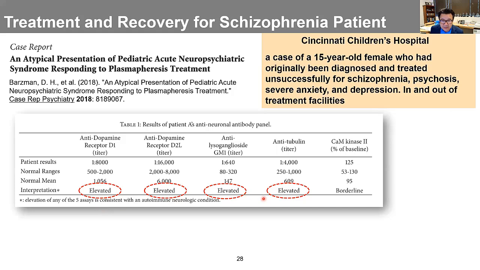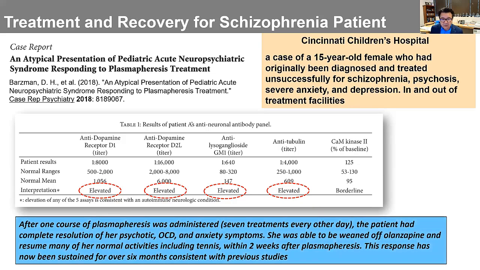He reported that she had elevations in dopamine D1, D2, lysoganglioside, and tubulin. After 1 course of plasmapheresis, 7 treatments every other day, the patient had complete resolution of her psychiatric or psychotic OCD and anxiety. She was weaned off the olanzapine, resumed her normal activities, including tennis, within 2 weeks after plasmapheresis, and her response has been sustained for over 6 months. We read the report.